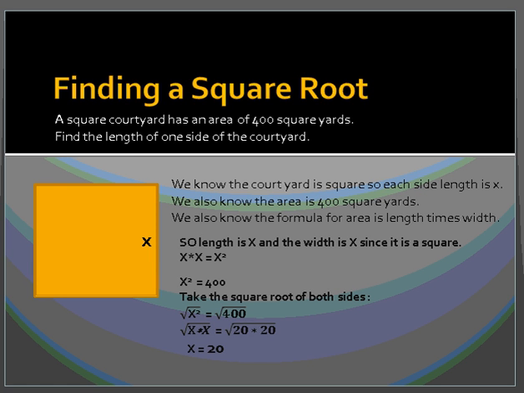So we're going to take the square root of both sides, because what I do to one side I must do to the other. Same with square roots. So the square root of x squared and the square root of 400. I end up with x times x under the square root. So I have x, and then I have 20 times 20, so it's 20. So it's x equals 20.